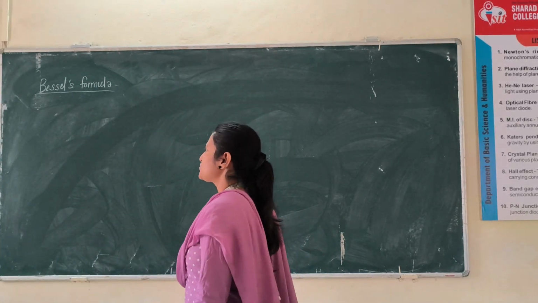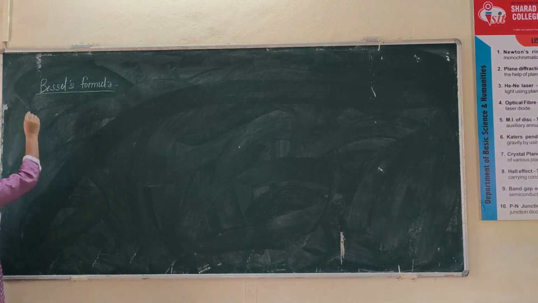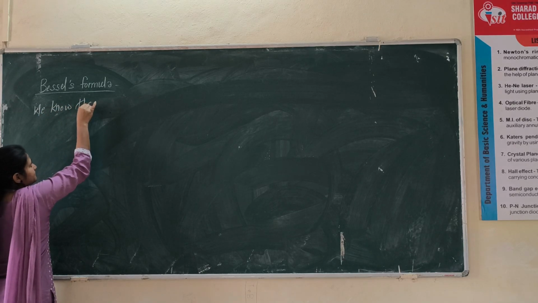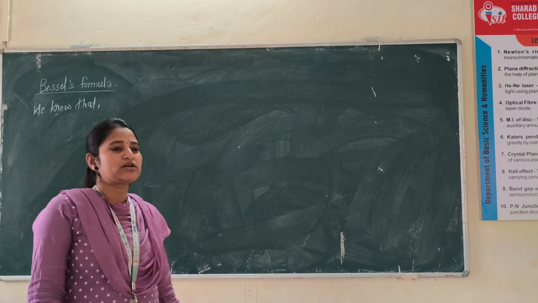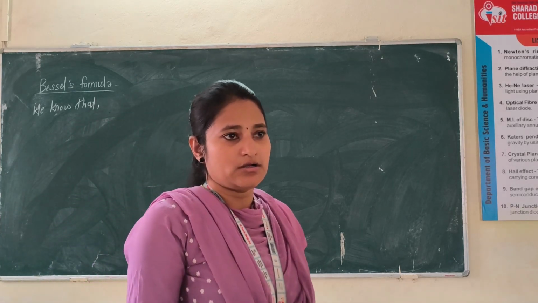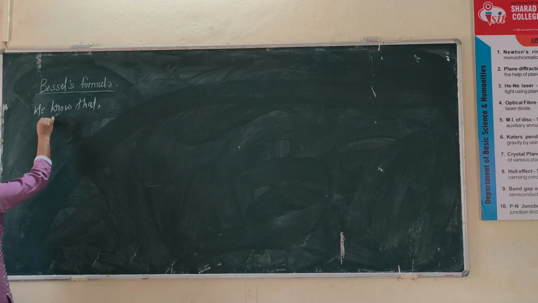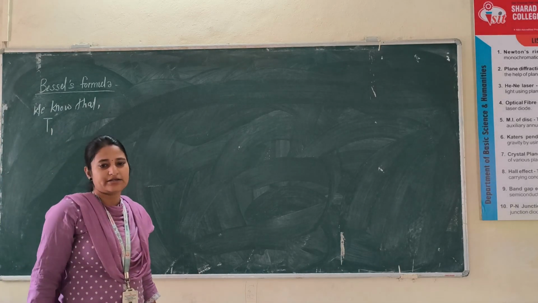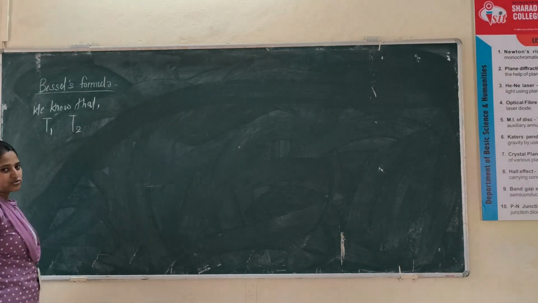Today I am discussing Bessel's formula. Okay, so we know the time period for a compound pendulum. If we consider Kater's pendulum, there are two knife edges having different time periods. So T1 is considered as the time period for the first knife edge K1 and T2 is the time period for the second knife edge.